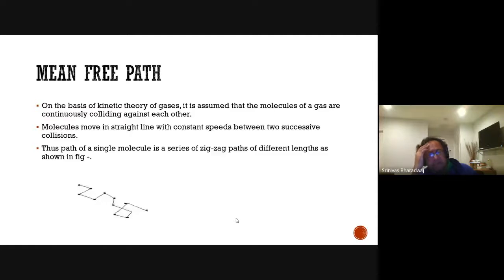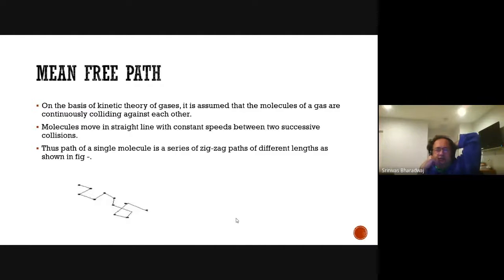So on the basis of the kinetic theory of gases, if you had a question involving, say, a monoatomic molecule like an inert gas, helium or argon or neon, they will exist as single atoms. But if you had hydrogen or oxygen or nitrogen, they will exist as diatomic molecules, right?